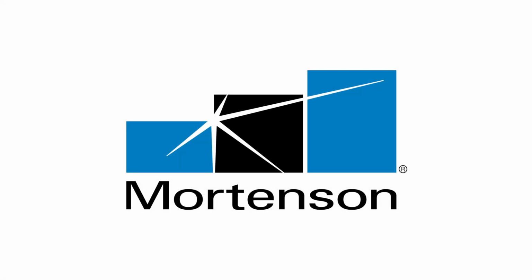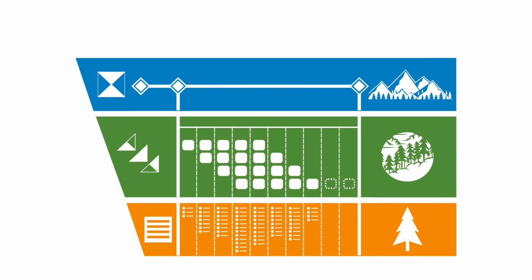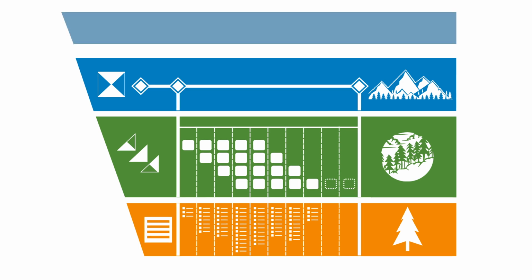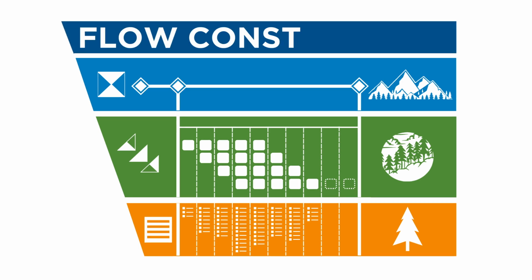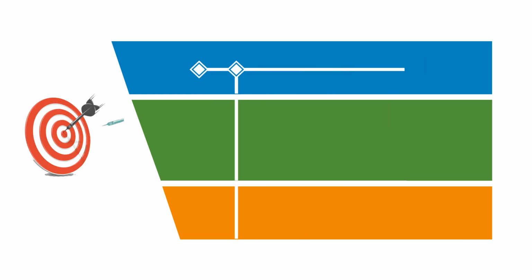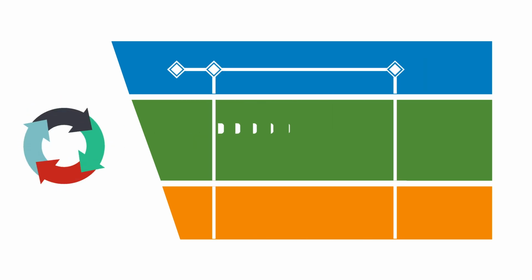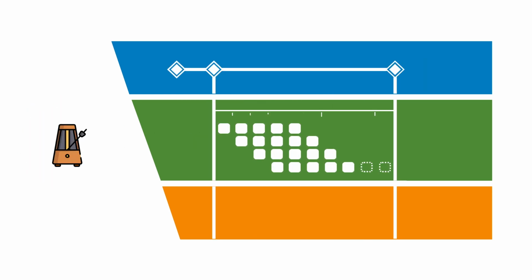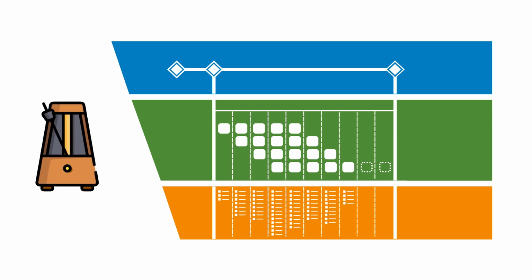At Mortenson, we are delivering more and more of our projects using flow construction. So what is flow construction? Flow construction is a system for planning, scheduling, and executing work that focuses on as much consistency, stability, predictability, and flow as possible.